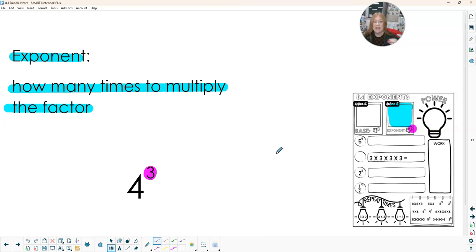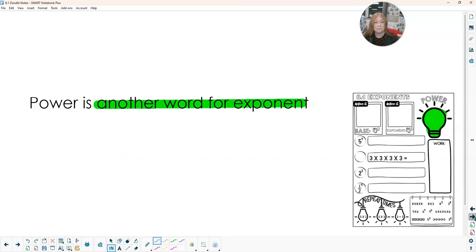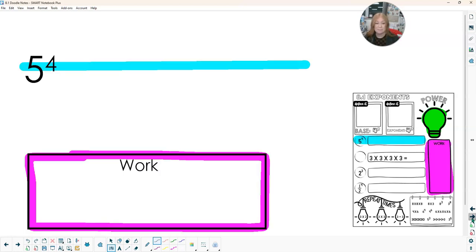Then we also have the exponent, and this tells us how many times to multiply the factor. So this 3, make sure you color that in, is telling us that we had the 4 how many times? 3 times. 4 times 4 times 4. We would do it 3 times. You might also hear them called a power. 4 to the third power is the same thing.